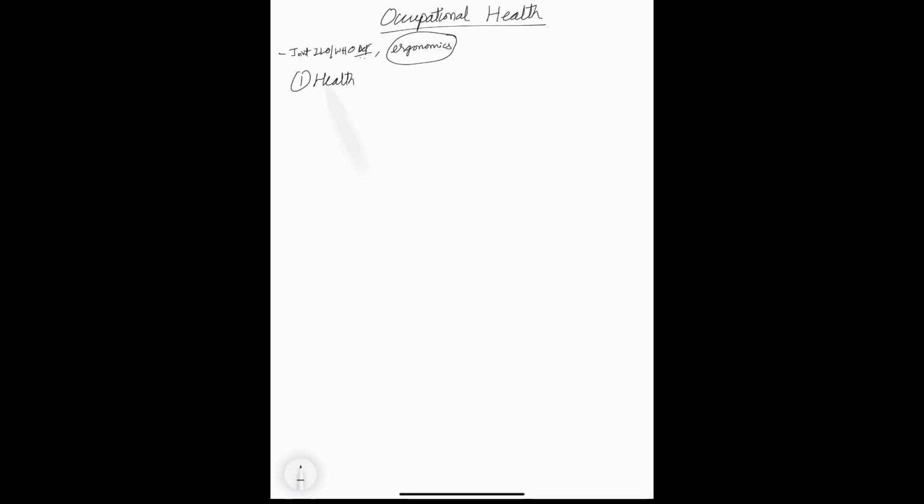So today we'll be talking about a very important, sweet and short but scoring chapter from Park's Textbook of Preventive and Social Medicine. That's occupational health. So firstly, you need to know the joint ILO or WHO definition of occupational health, along with what is ergonomics. And first, we start with the health of the worker. What determines the health of the worker?